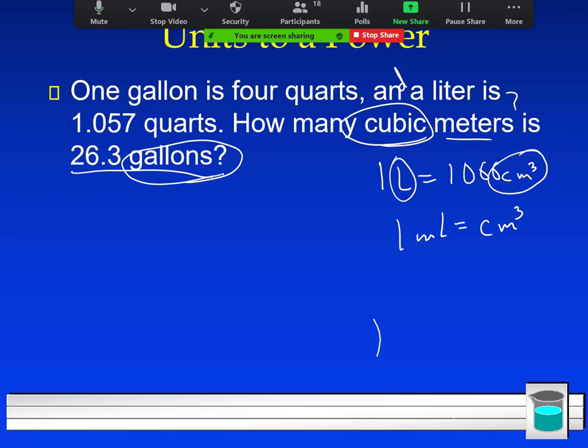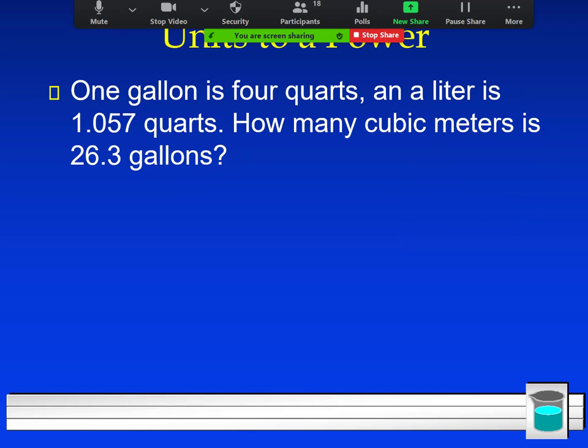So in order to do that, I'm going to have to get to liters. Liters I'll be able to turn into centimeters cubed, and centimeters cubed I can turn into cubic meters. So I have a plan. So the thing he asked me is how many cubic meters is 26.3 gallons, so I write down the 26.3 gallons. For some reason, it won't take my decimal point. I don't know why. Okay, 26.3 gallons.